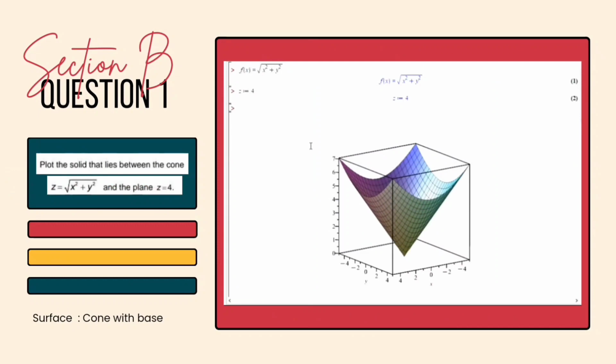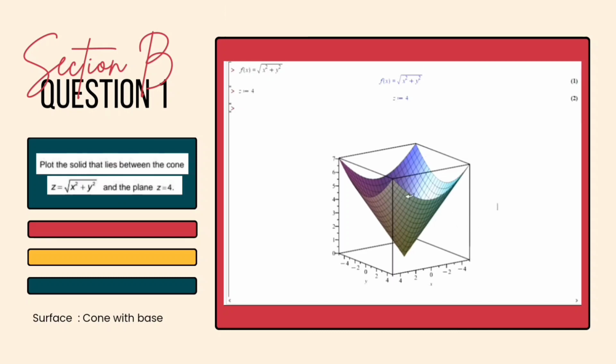Next, for the section B, question 1, I choose the first question which plot the solid that lies between the cone z equals to square root x square plus y square and the plane z equals to 4. Firstly, for the coding, need to put fx equals to square root x square plus y square and enter the equation. Also, put the z equals to 4 as it has been given in the question, which is the value of the plane, and then run it.